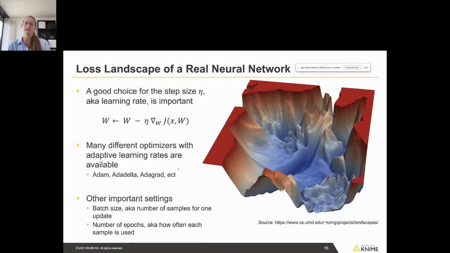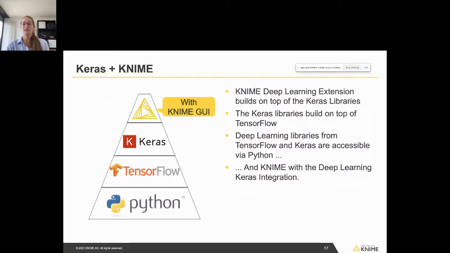For other problems at hand, for example a regression problem, you might want to use mean squared error as the loss function. And we need to define the training settings. One way of doing this is by using some code and one of the available libraries, for example TensorFlow via Python or Keras, which builds on top of TensorFlow. But what we did at KNIME is we integrated Keras into KNIME Analytics Platform.